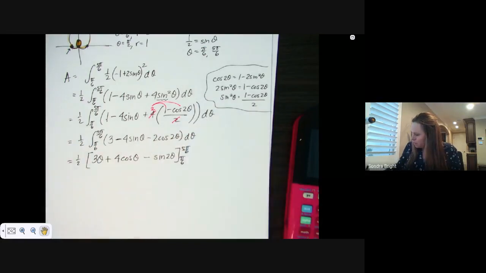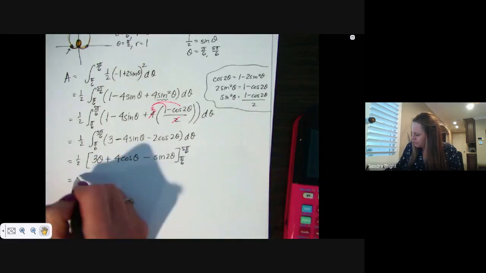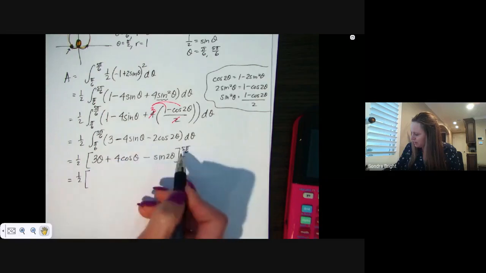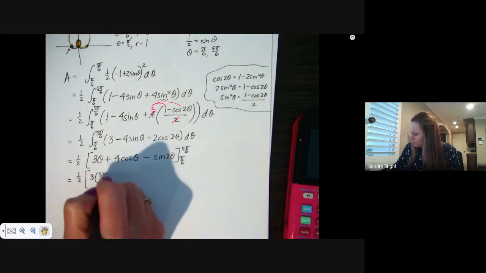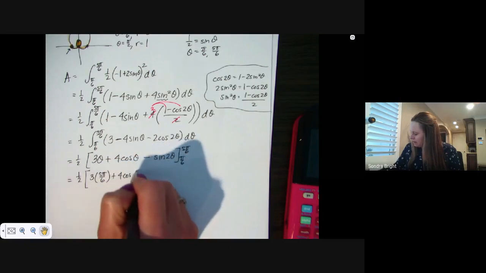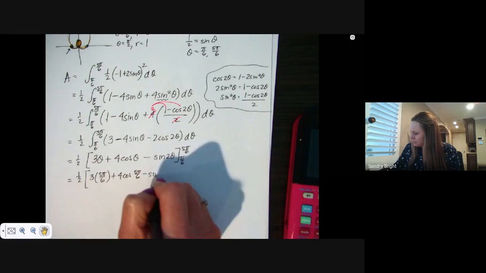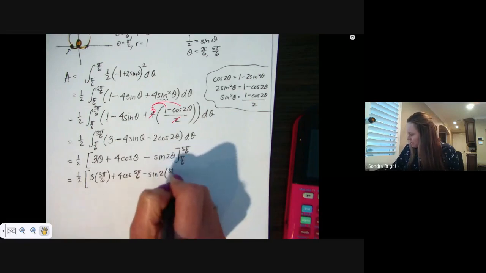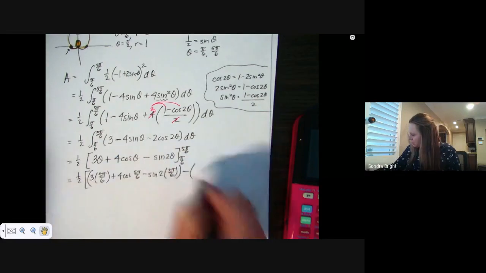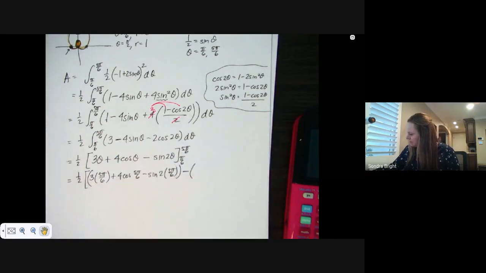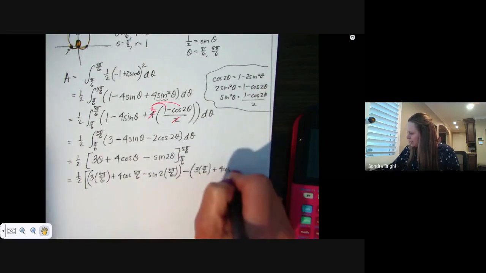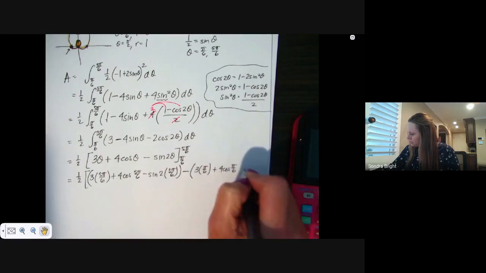All right, so I've got a 1/2 times, plugging in the 5 pi over 6 first. So 3 times 5 pi over 6 plus 4 times cosine of 5 pi over 6 minus sine of 2 times 5 pi over 6. All right, so that was 5 pi over 6. Subtract from it. Super important you put parentheses around the second guy. 3 times pi over 6 plus 4 times cosine of pi over 6 and minus sine of 2 times pi over 6.